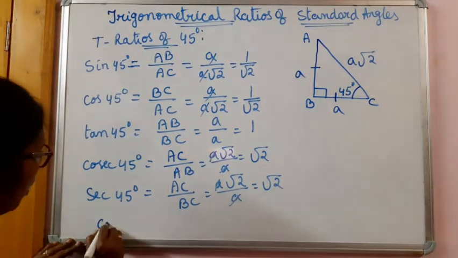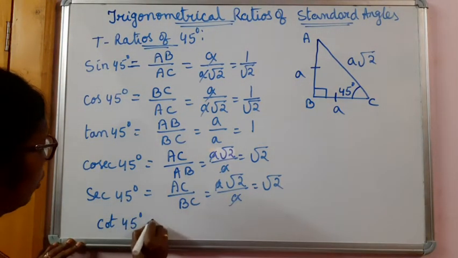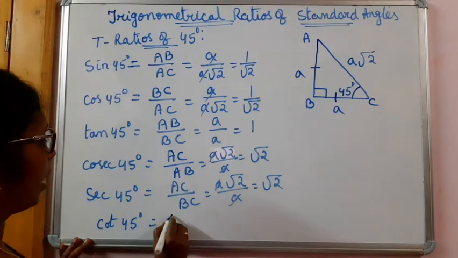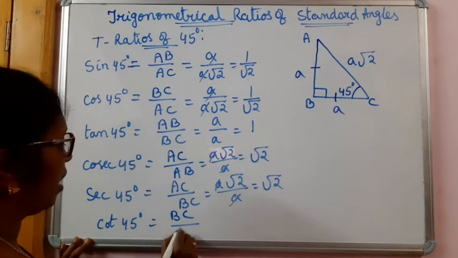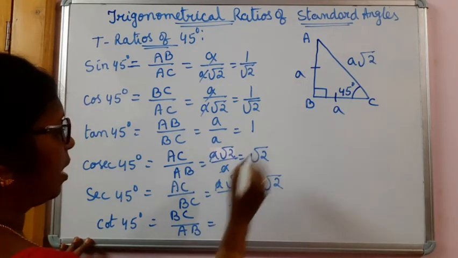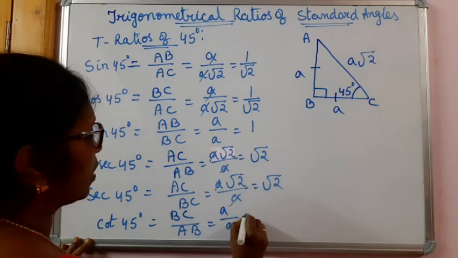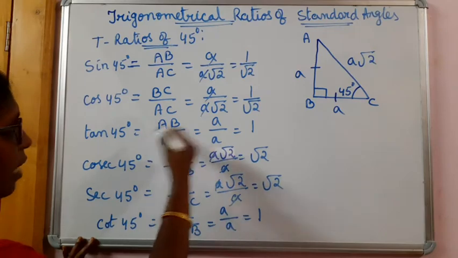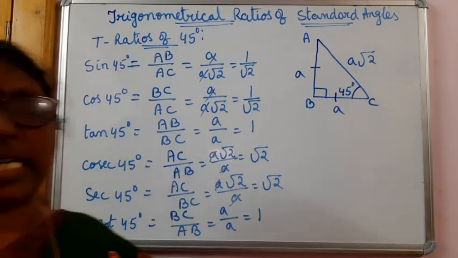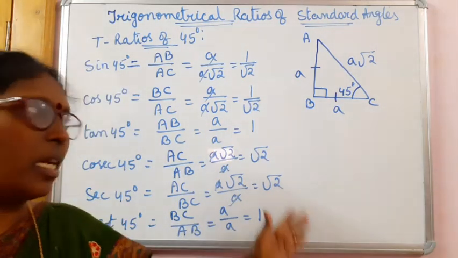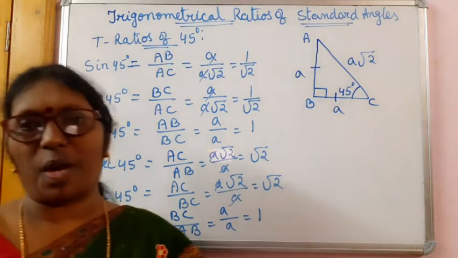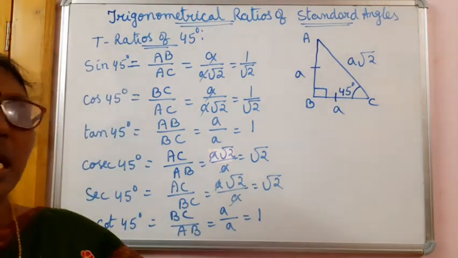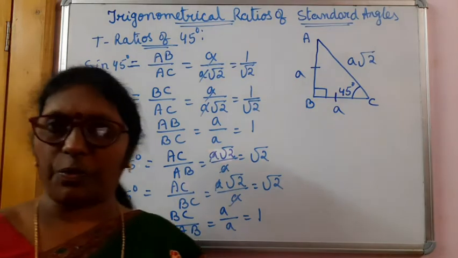Now cot 45 degree is equal to the adjacent side BC by opposite side AB. BC is A, opposite side AB is A, so 1. And tan 45 is 1, cos 45 degree is also 1, and we know that the reciprocal of 1 is 1. This is how to find the T ratios of 45 degree.